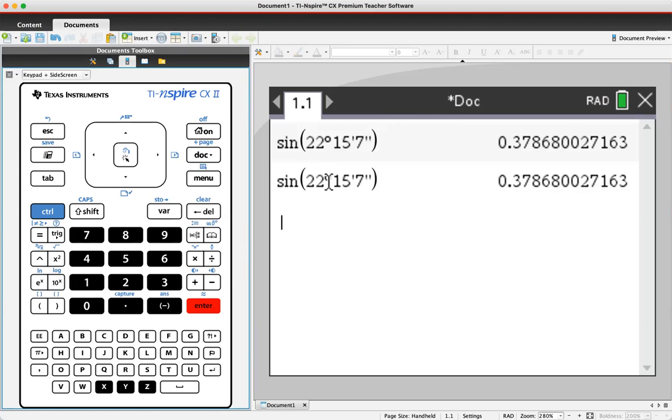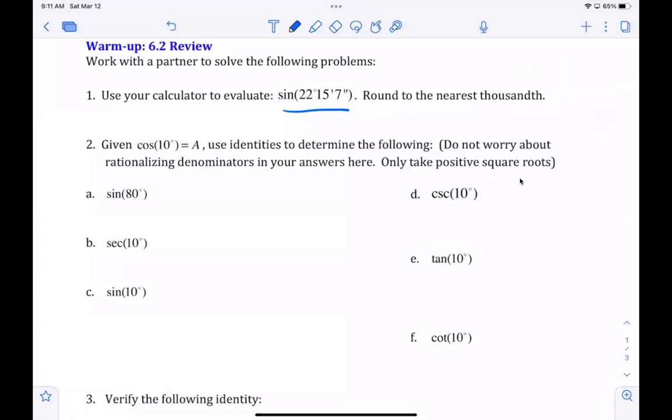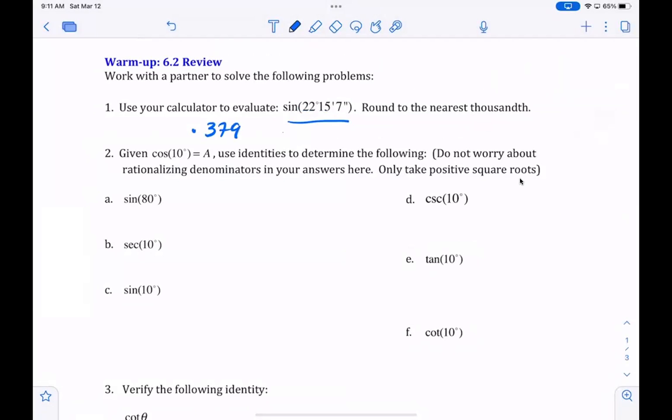So now we're going to go back to the worksheet. So I'm going to share that. Okay, so we found that the sine, sorry, that didn't work. Here we are. The sine was 0.379 using the DMS template on the calculator.